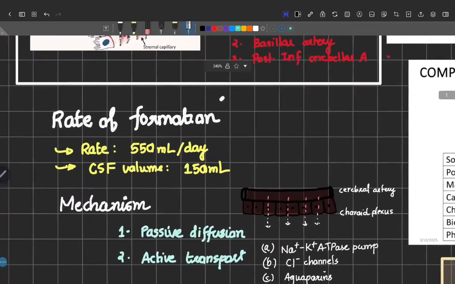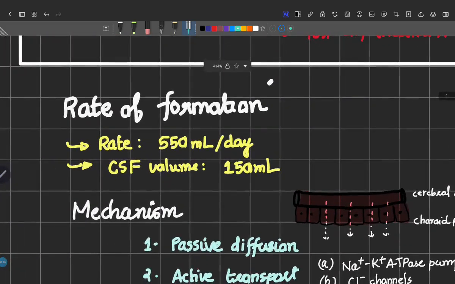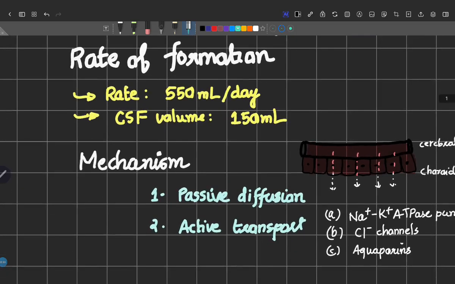The rate of formation is given as a different value in different textbooks. The one I'm following here is Guyton and Hall. I have the rate approximated to be 550 ml per day, while the CSF volume in the whole ventricular system of the brain is only 150 ml. So 550 ml is produced per day, but only 150 ml is found in the whole ventricular system. So where does the rest go? Which will be dealt with during absorption, which is the basic principle of absorption.